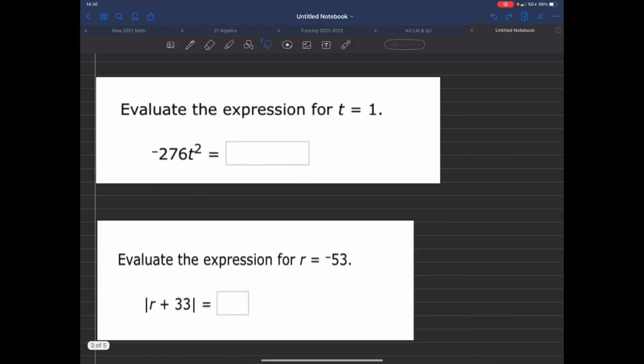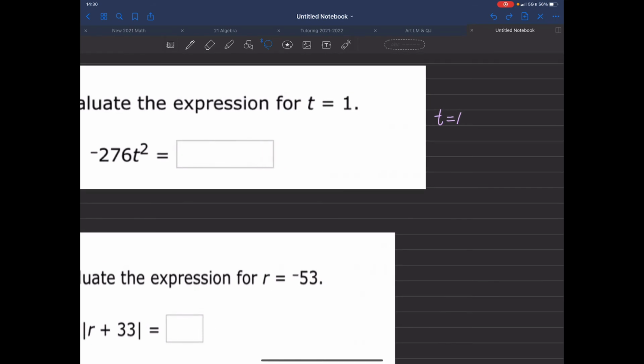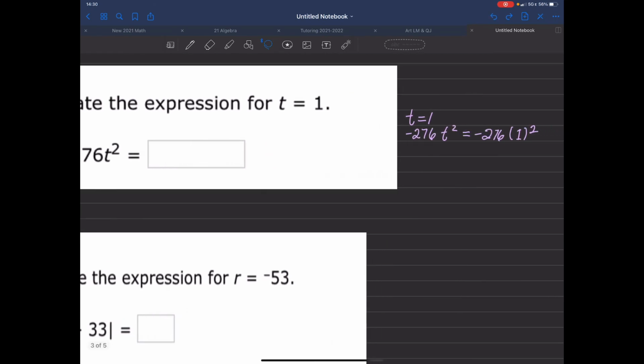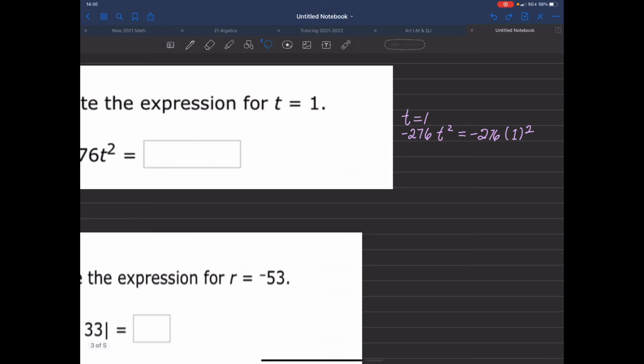Okay, we're going to evaluate the expression for t equals 1. I have negative 276 t squared. Remember, we're using PEMDAS, and so we're going to look at exponents first. So I have t equals 1. And then I'm going to set this up. So I have negative 276 times t squared equals negative 276 times 1 squared. So I'm going to square the 1 first. So now I have negative 276 times 1, and my answer is negative 276.